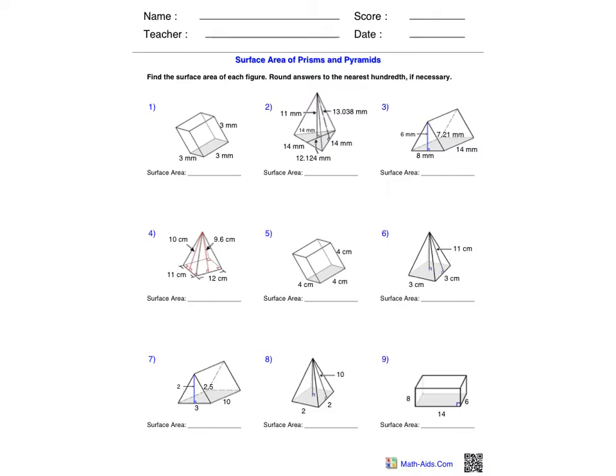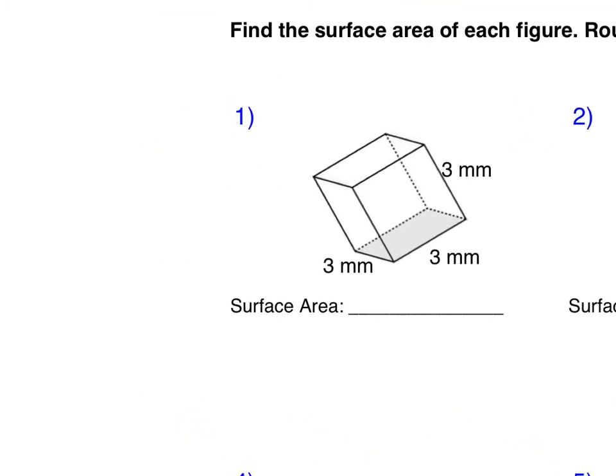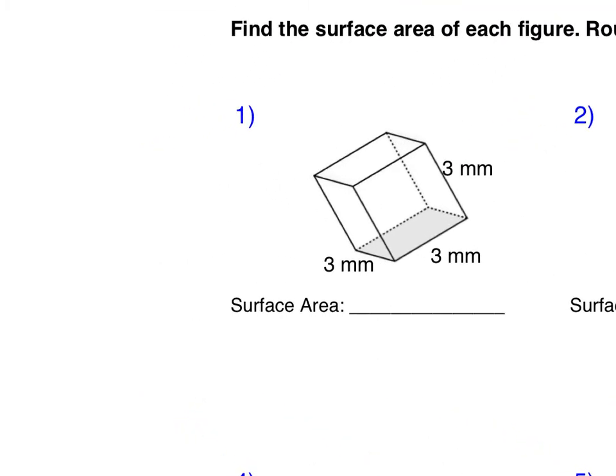So let's start out by looking at number 1 here. This cube. So they've given us a cube, and we can see that each side is 3 millimeters long. So the length, the width, and the height are all 3 millimeters. Now there's a couple different ways that you can think about this. If you can just look at this shape and visualize what each face looks like, that's cool. Go ahead and do it.